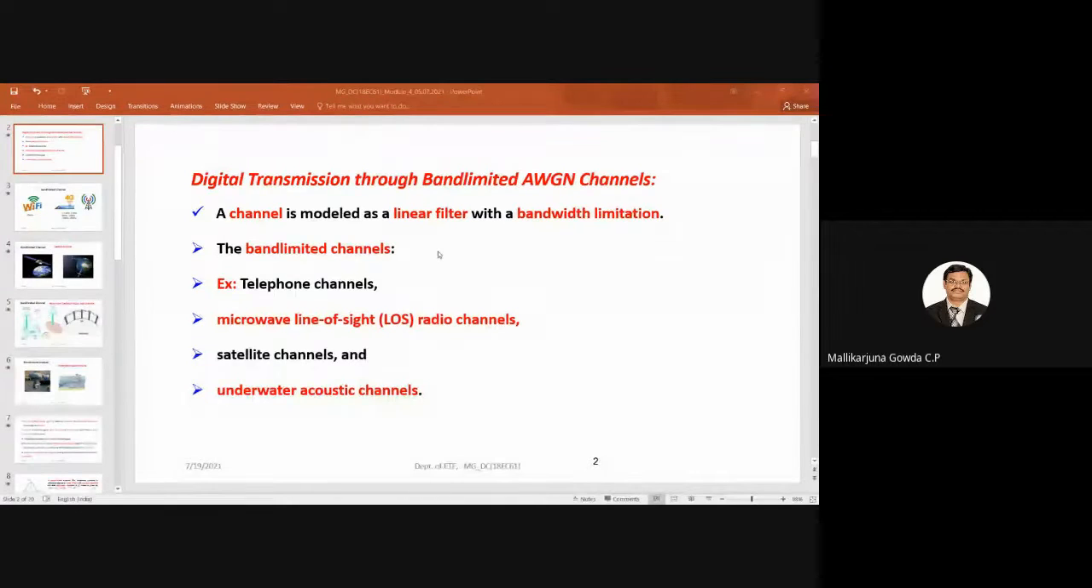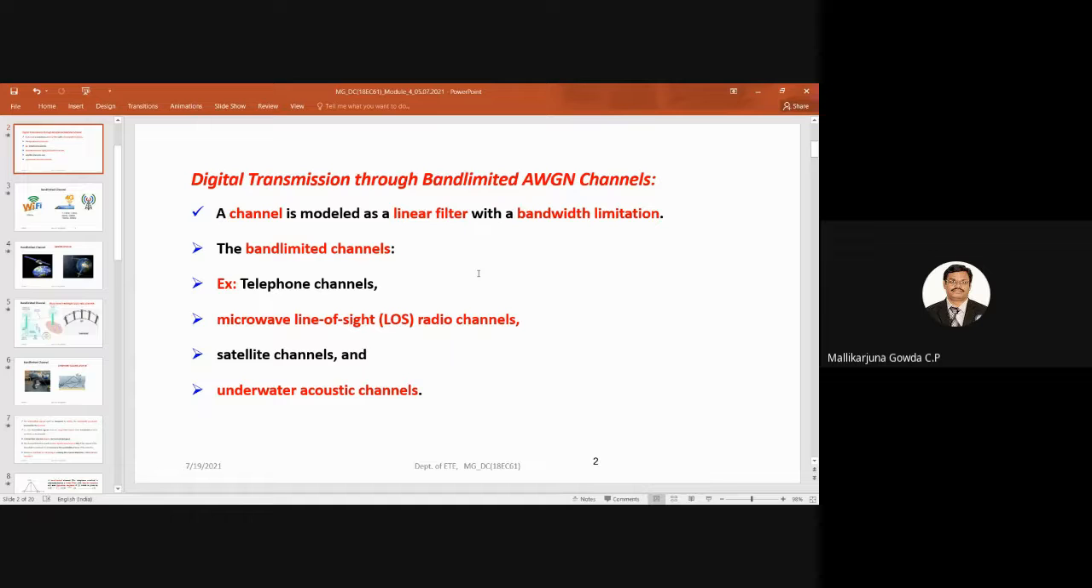I was giving examples of band limited channels, right? One is the telephone channel. As I said, basically the telephone channel is used for the transmission of voice, right? As I used to say, voice frequency is from 300 hertz to 3400 hertz. It will be rounded off to 4 kilohertz and it will be sampled at 8 kilohertz, right? And after digitization, it will be sent at 64 kbps, right?